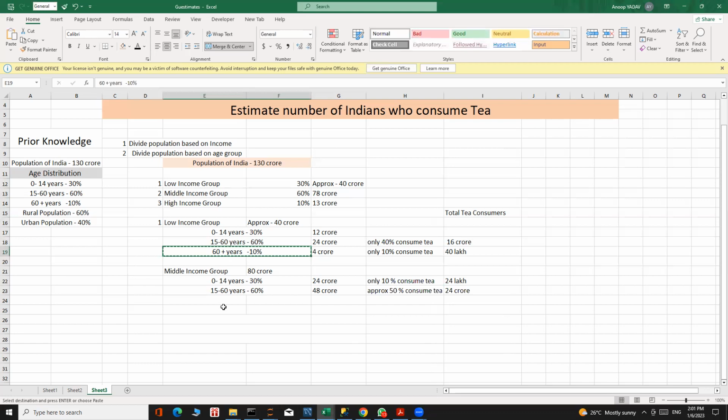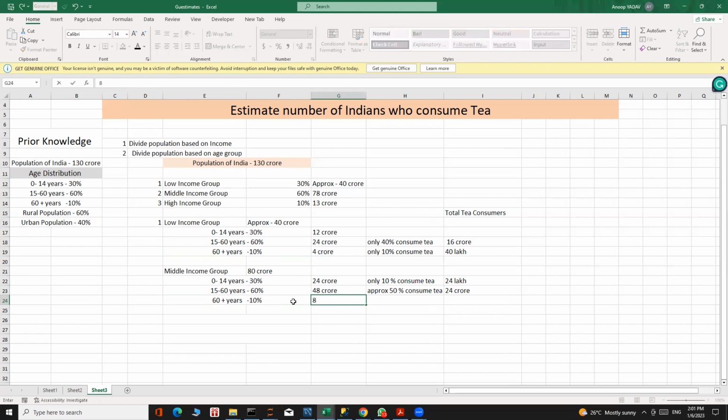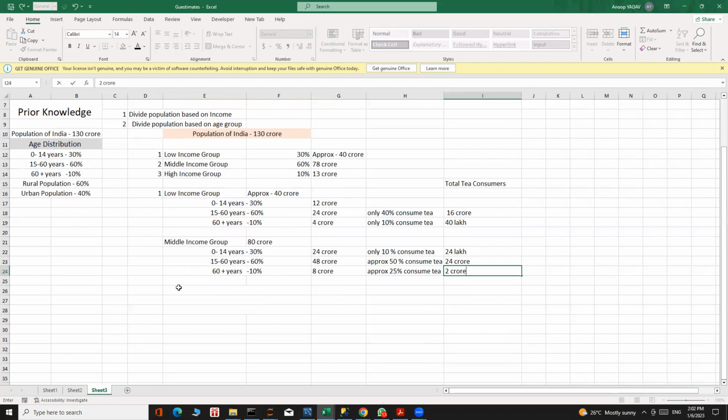The last age group is 60 plus years. In the middle income group, it is about 10%, 8 crore people. In 8 crore, we can assume approx 25% people consume tea. That is a total of 2 crore people.